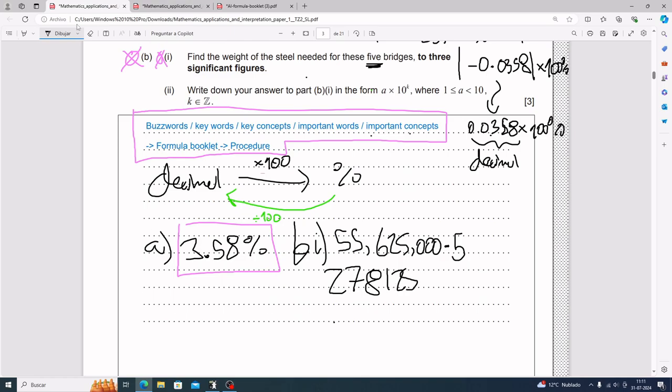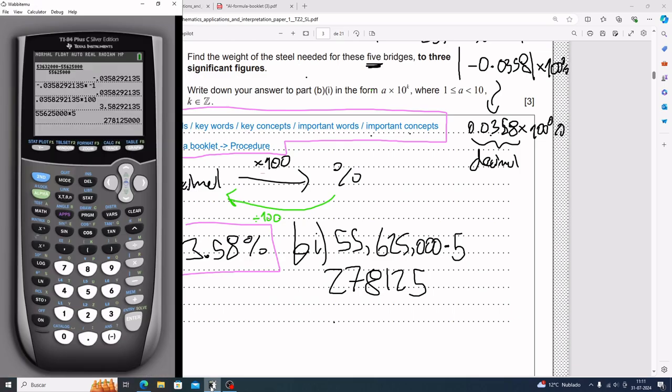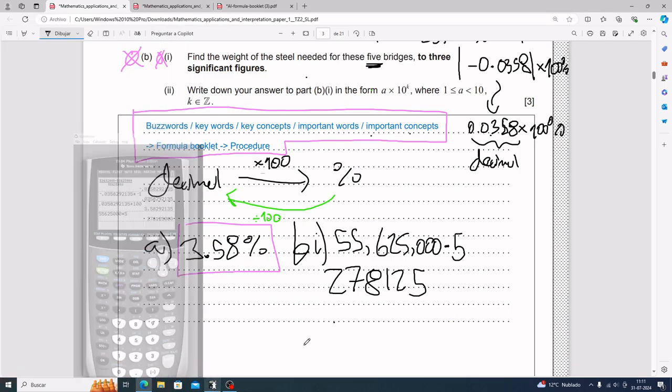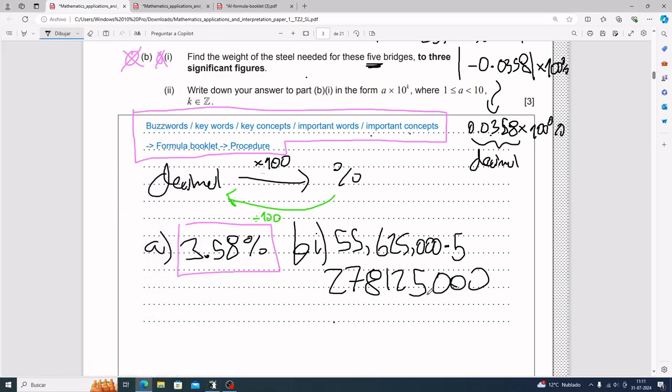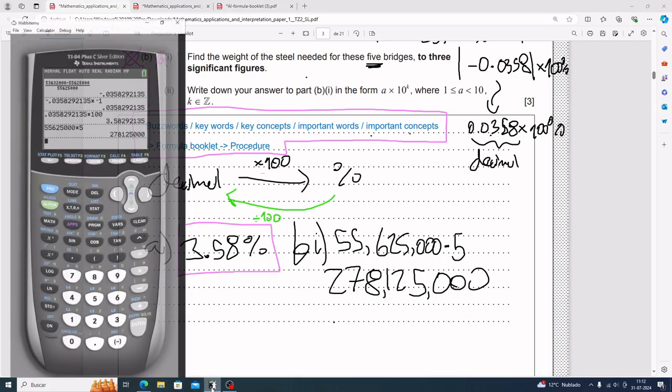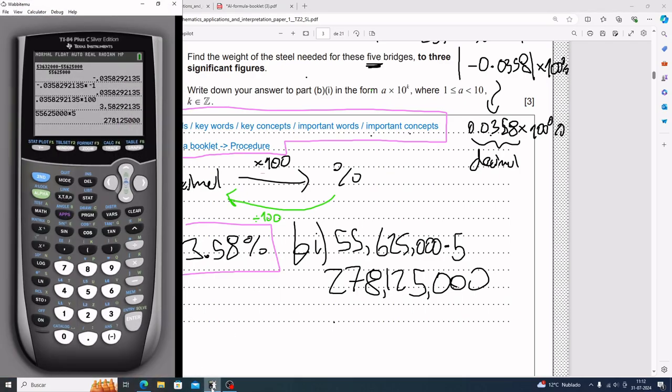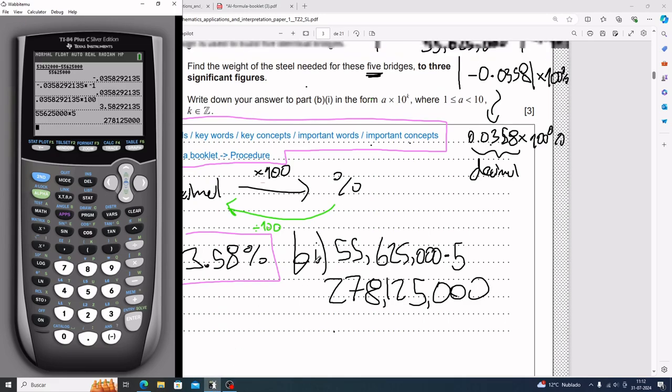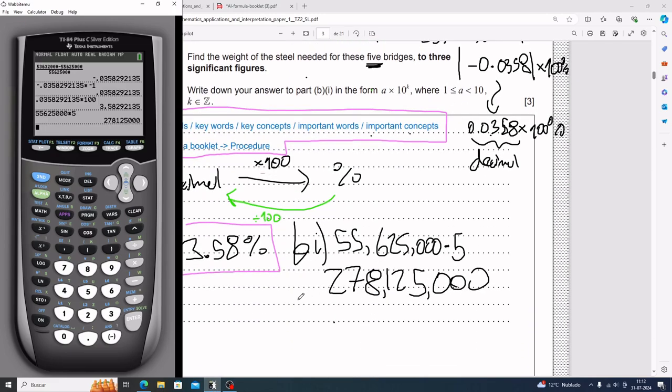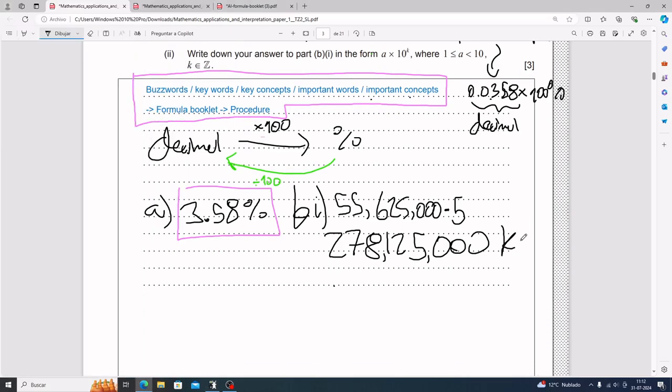278,125, and then a bunch of zeros. So that is your answer. Let me just double check because it looks a little weird. 278,125,000 from 55,625,000. Yeah, okay, looks good. The method is probably correct. So this is your answer for the amount of steel needed.